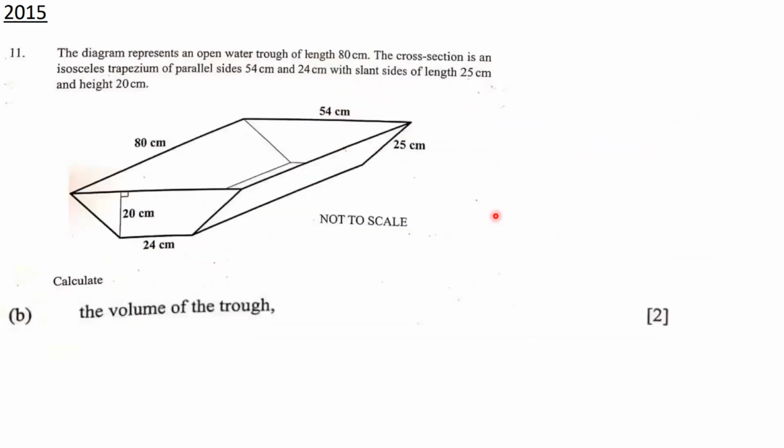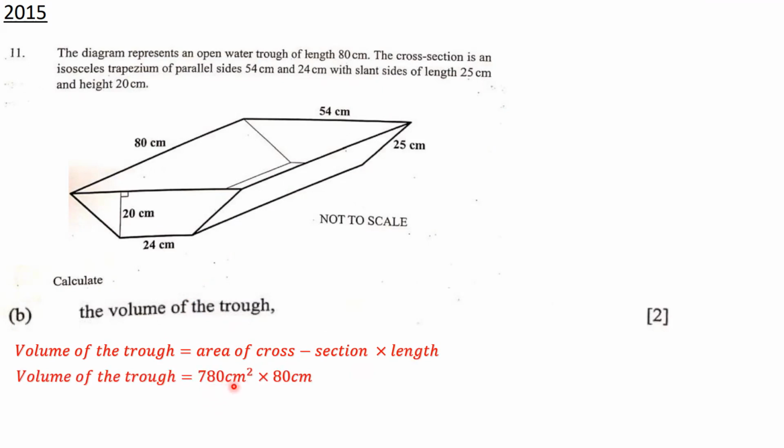Okay, now the next part is we want the volume of it. Remember, the volume of a prism is the cross-sectional area multiplied by the length. What did we get for the area of the cross-section? It's 780 centimeters squared, multiplied by 80 centimeters, which is the length. When we multiply them together, we get 62,400 centimeters cubed, and that's the volume of the trough.